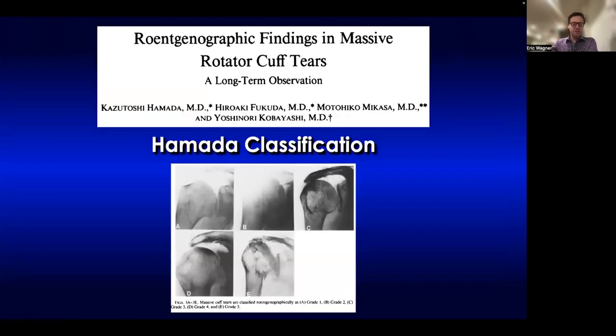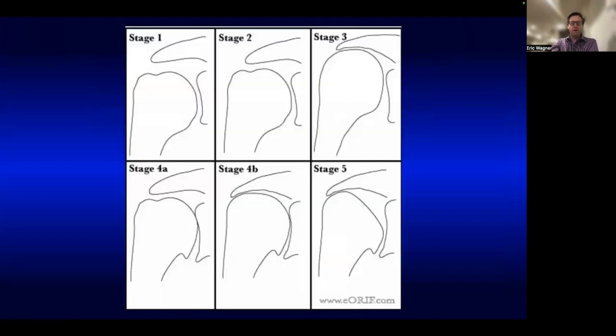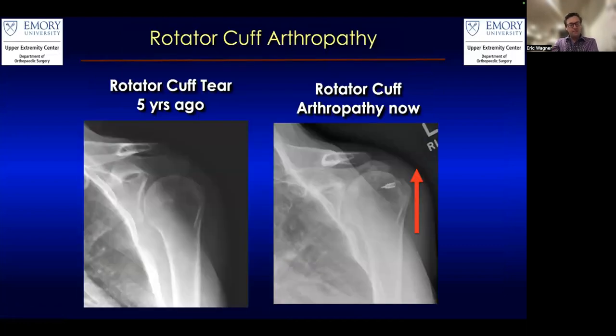My classification has helped us to classify these different stages of rotator cuff arthropathy. Stage 1, stage 2, stage 3 is when it starts really getting up there, 4 when you start getting arthritis, and then 5 when you have pretty bad collapse. But this shows the example.